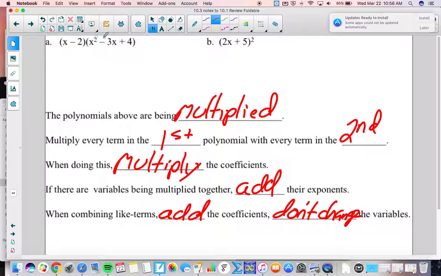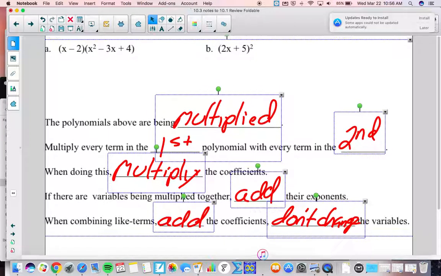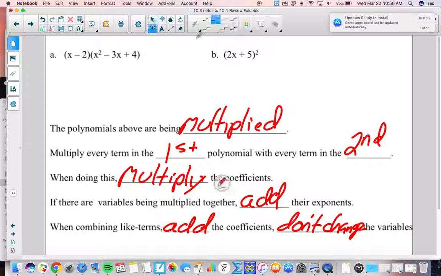We're going to distribute this. Let's see if I can select all real quick. So we're going to do some distribution. I'm going to multiply this x with everything in the second polynomial. That means I am multiplying this x with 3 things over there.